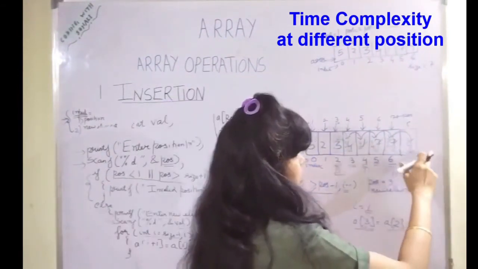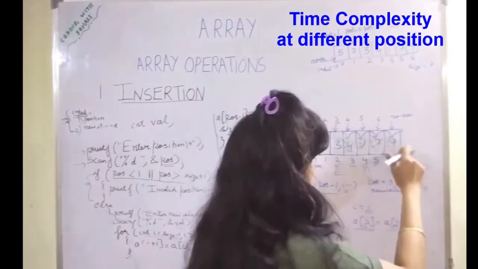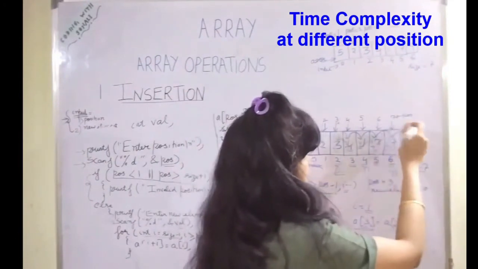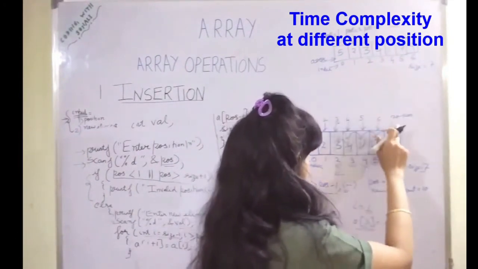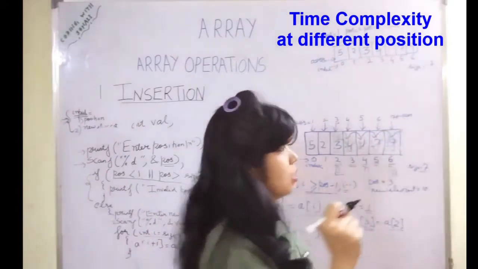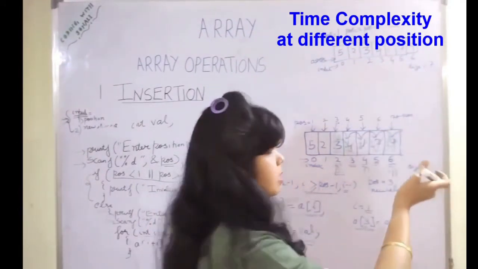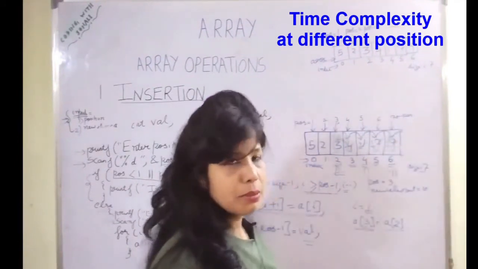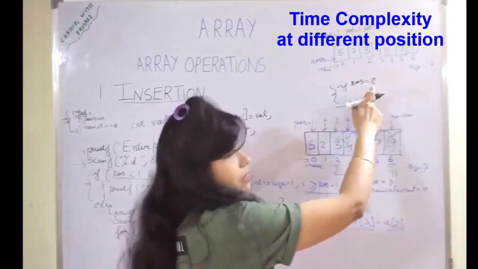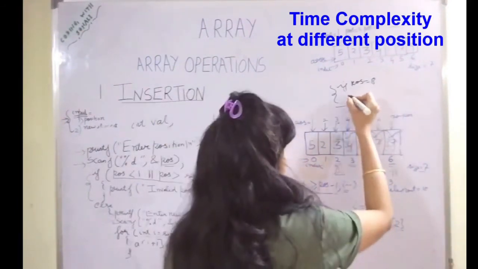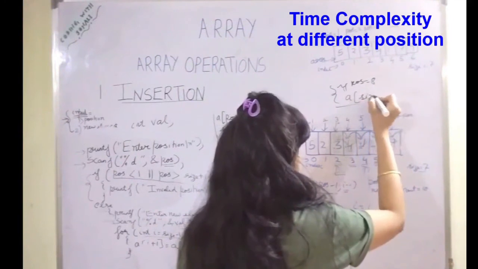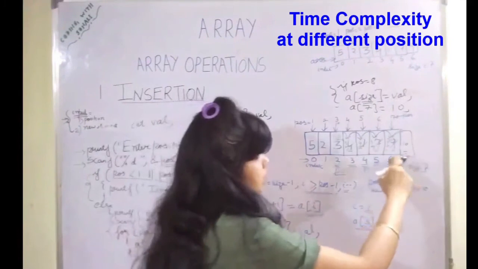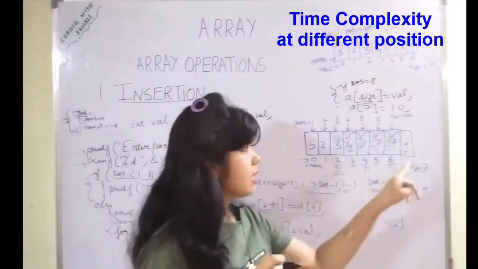What about if we have to insert the element at the end of the array? That is, the user has given the position as 8, because we know that position starts from 1 to n. If the user gives the position 8, we don't need to shift any elements. Well and good, we can directly write A of size equal to simply the new element, that is val. There is no time taken to insert the new element at the last position.